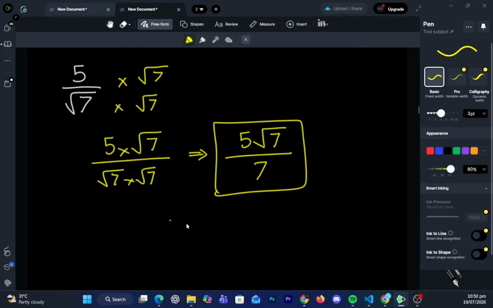Now, before we finish, let's quickly review today's lesson. Whenever you see a surd in the denominator, multiply the numerator and the denominator by that same surd. This removes the surd from the denominator and gives you a rational denominator. It's a simple method, but it's one of the most important techniques you'll use when working with surds.